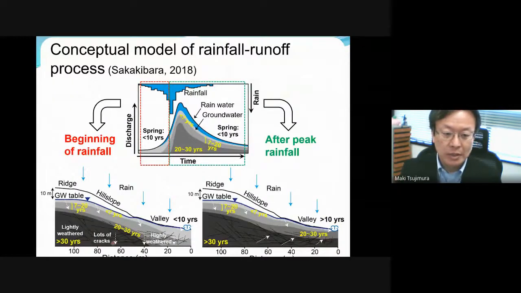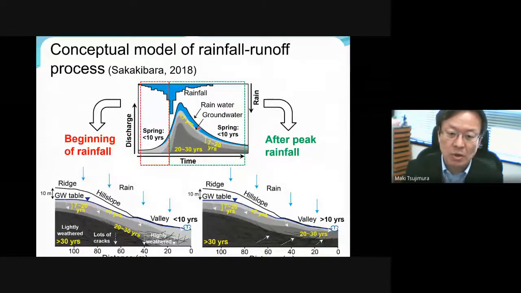At the beginning of the rainfall, we still have younger waters. After that, or soon after the rainfall, older groundwater becomes dominant in the subsurface, contributing to the spring water. Therefore, it is the older water that contributes most to the stream during the rainstorms.